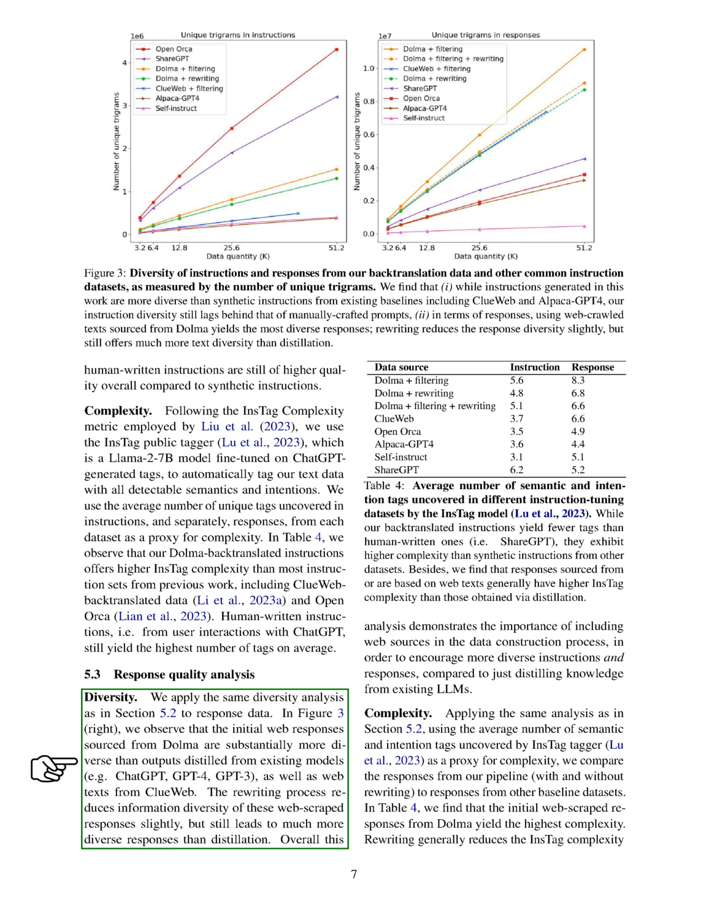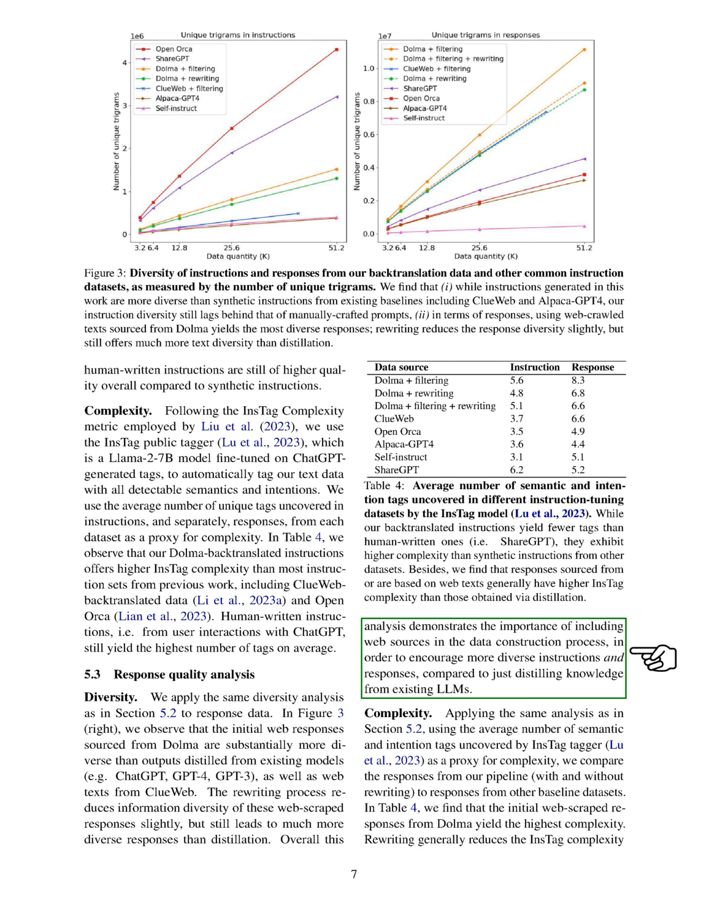We apply the same diversity analysis to response data and find that the initial web responses from Dolma are significantly more diverse than outputs distilled from existing models like ChatGPT, GPT-4, and GPT-3, as well as web texts from ClueWeb. Although the rewriting process slightly reduces the information diversity of these web-scraped responses, they still remain more diverse than distilled outputs. This highlights the importance of incorporating web sources in our data construction to foster greater diversity in instructions and responses compared to solely relying on existing language models.